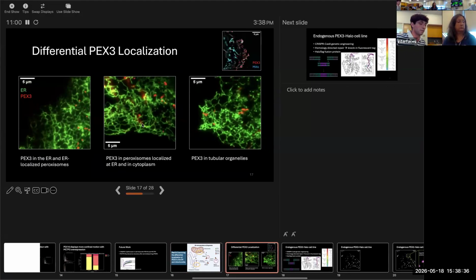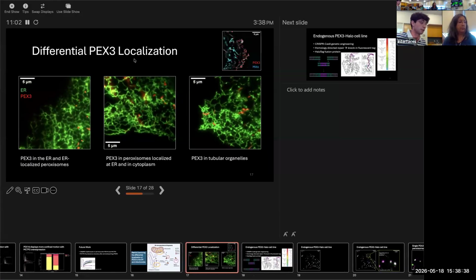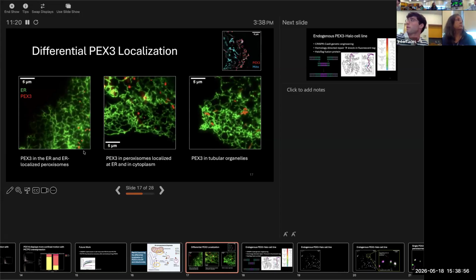And so to show you what I mean by this differential PEX3 localization, I have three videos here that were all taken on the same imaging dish of cells that I transfected with both an ER marker and a PEX3 overexpression marker. In the left one here, you can see peroxisomes in these bigger puncta with the PEX3 in red, but then also some individual PEX3 proteins. The way you can distinguish between them is based on the blinking properties and the motion.